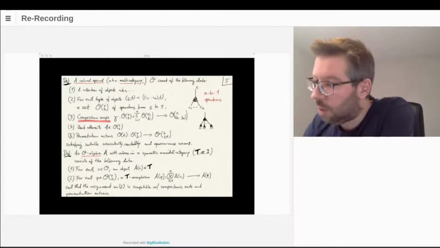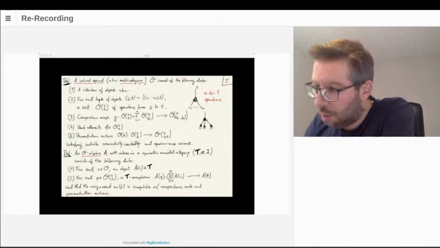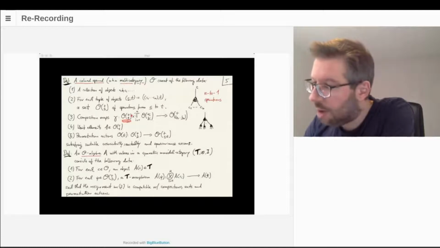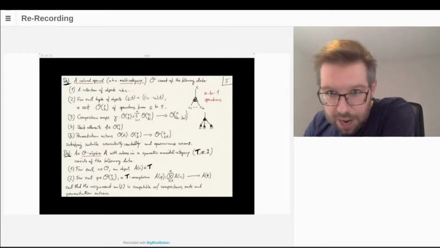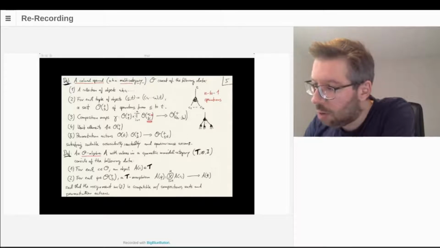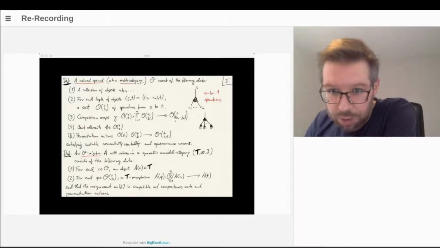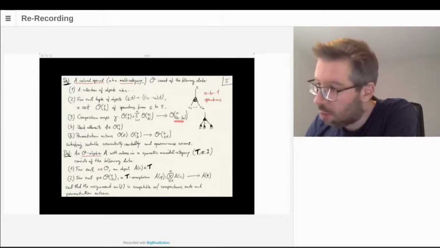So these composition maps take the operations from A to T, where A is a tuple, times the operations from a tuple B_i to A_i. Now here this goes over all A_i's, and produces an operation with input the concatenation of all these B_i's to T.